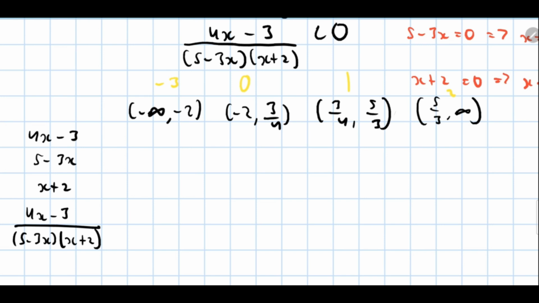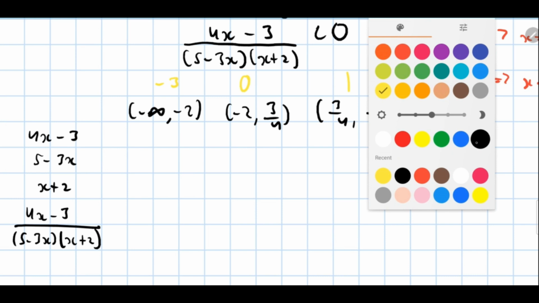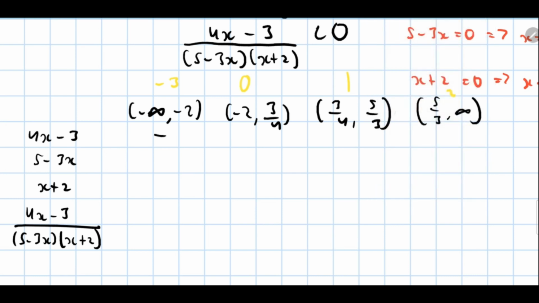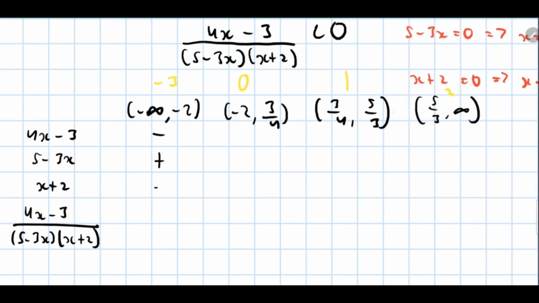So now we have 4 values, which we will be replacing into the factors respectively to determine the signs. That's why the method is called table of signs. So the first one, negative 3, replace it. It will give us a negative sign. So let me write down first negative, and then positive, then negative.